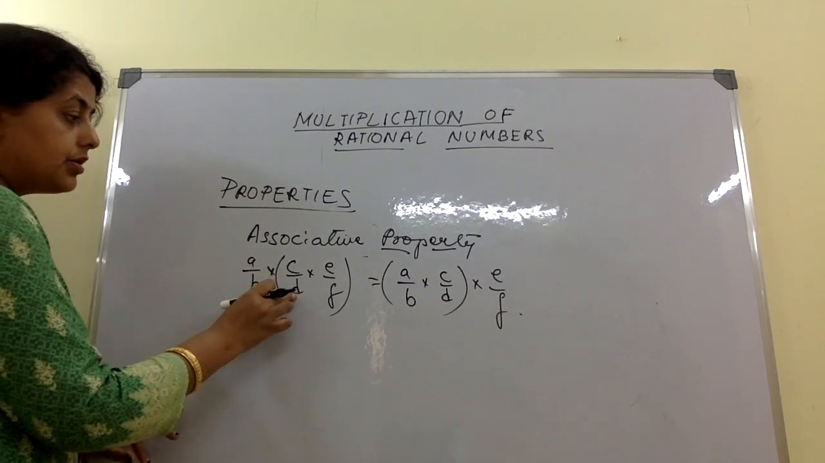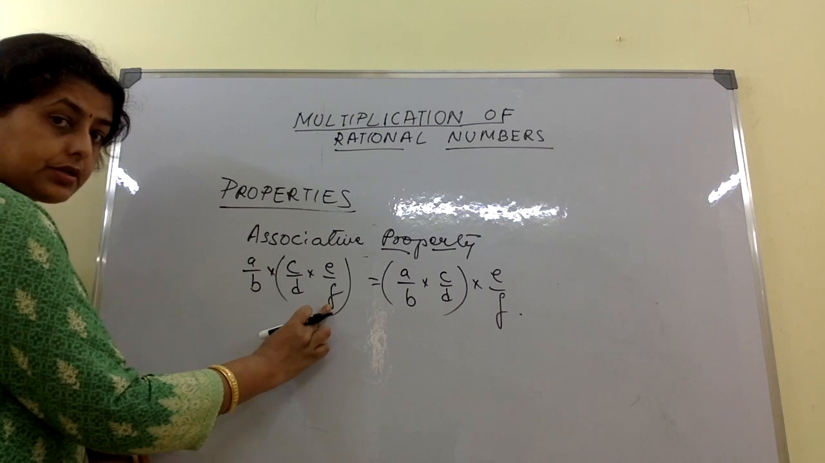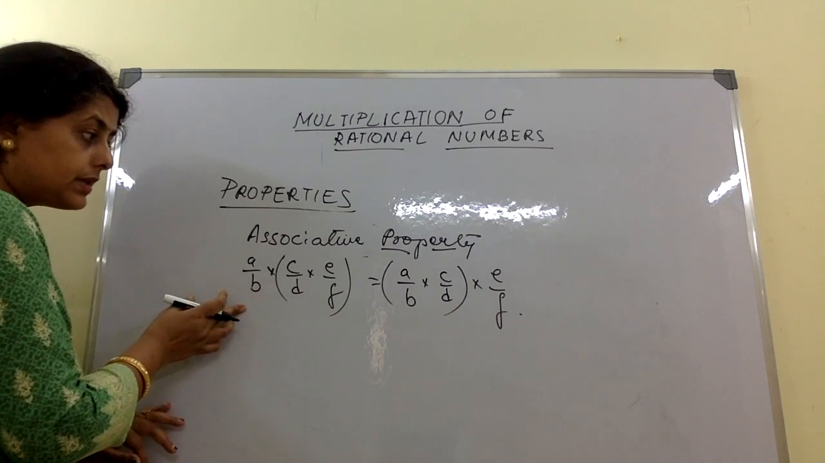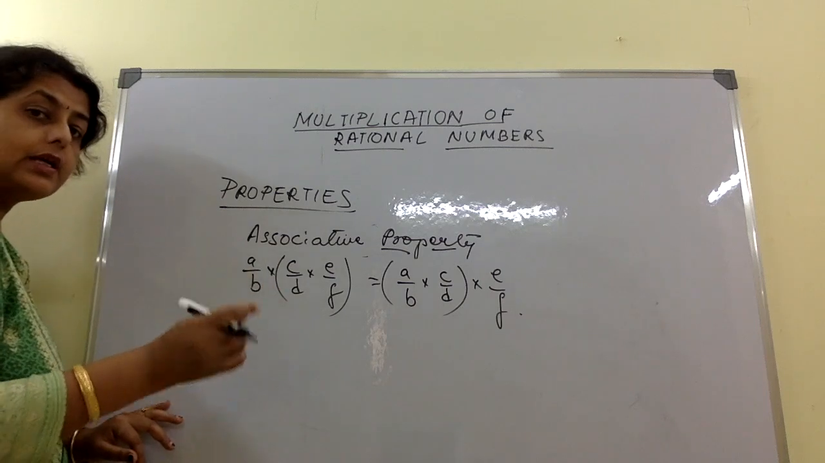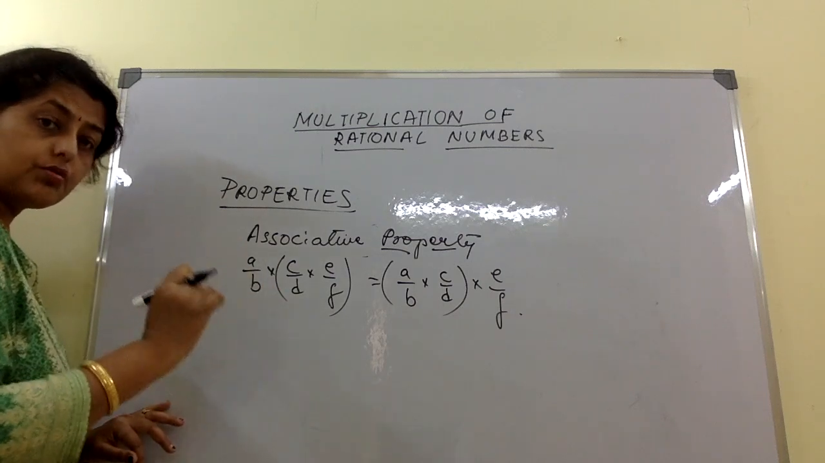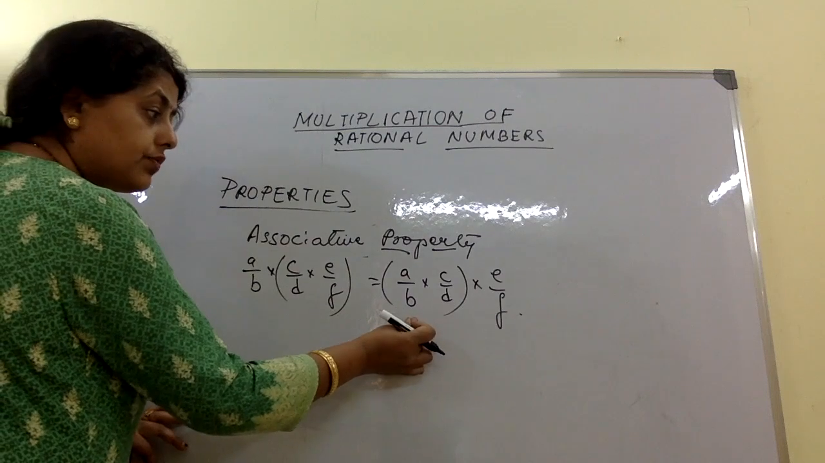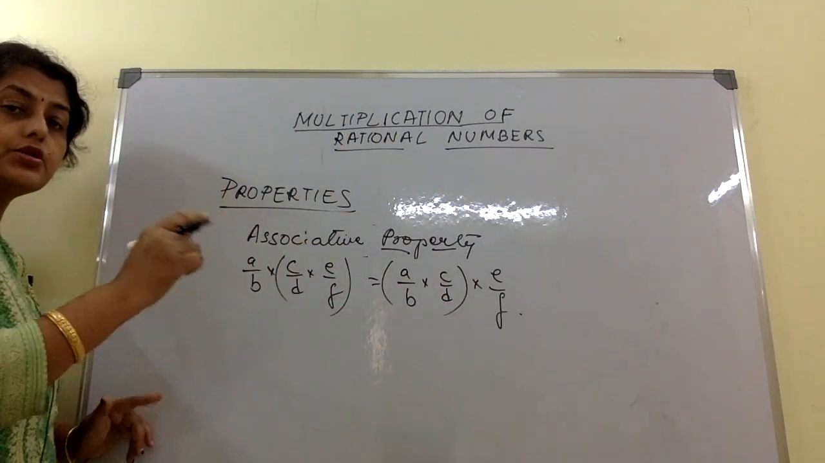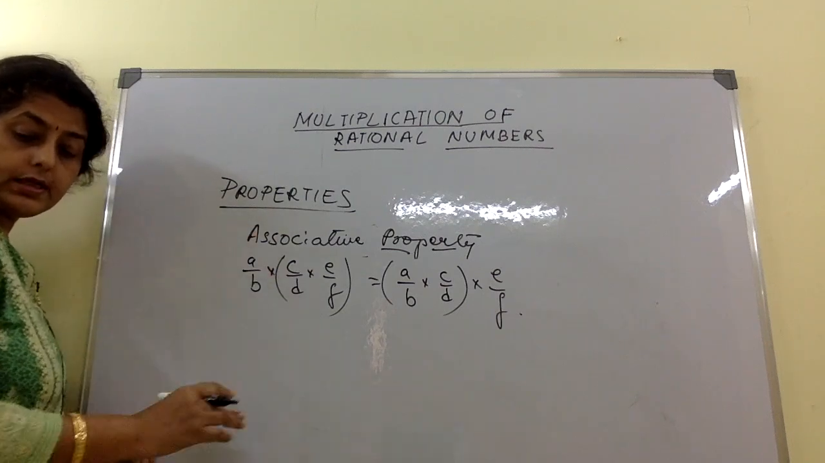One rational number, another rational number, another rational number. Multiply these two first. With the product, multiply this. Whatever is in bracket always should be done first according to BODMAS. Now multiply these two first, with the product multiply this, and you should get the same answer. So now I am going to do it with the help of an example.